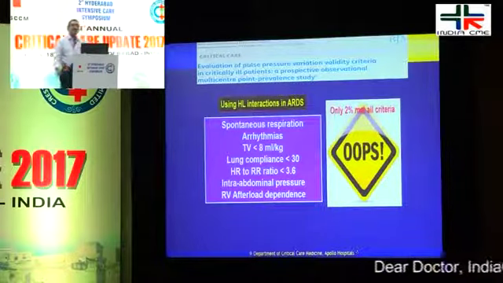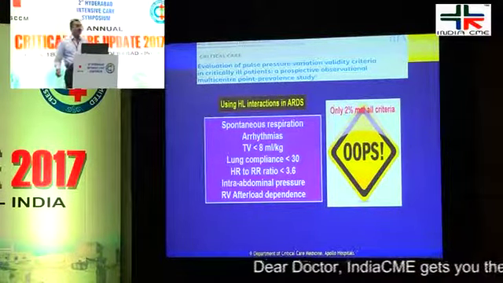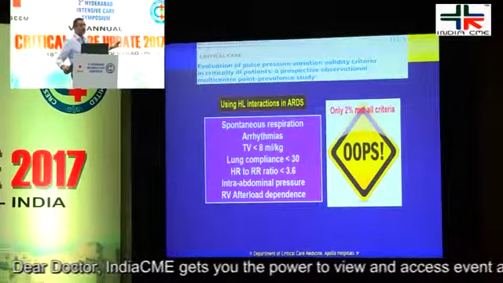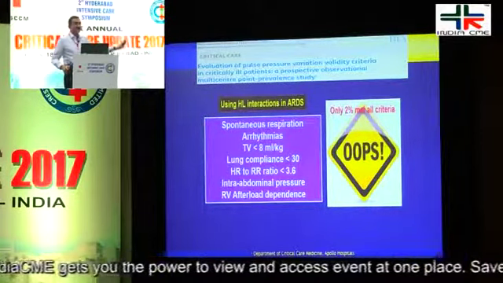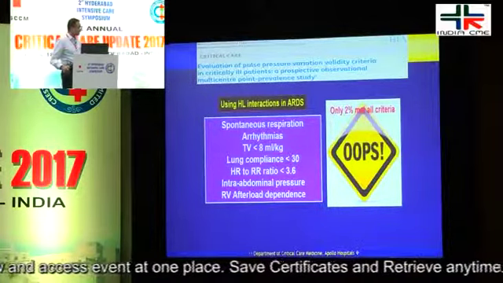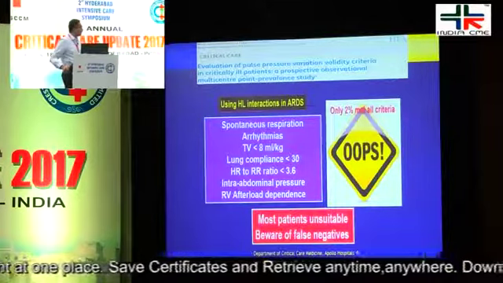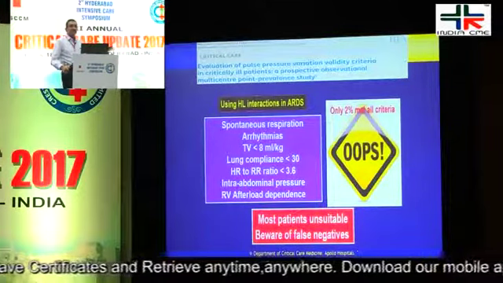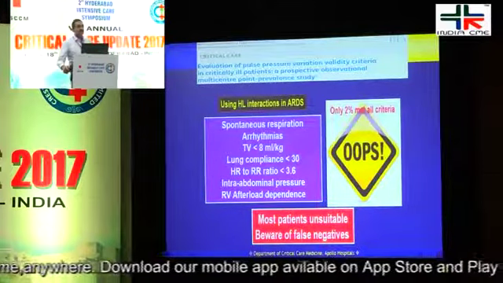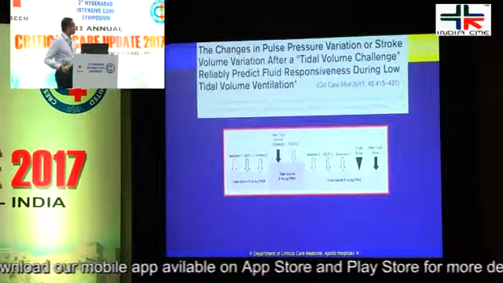In one study, they said only 2% met all criteria, and most studies will tell you that 80% of your patients in ICU will not meet criteria for you to look at pulse pressure variation in an ICU, even in a non-ARDS patient. In an ARDS patient, this essentially becomes an extremely small proportion. So most patients are unsuitable for pulse pressure variation, and remember that you'll have a lot of false negatives because of compliance issues and because of tidal volume issues.